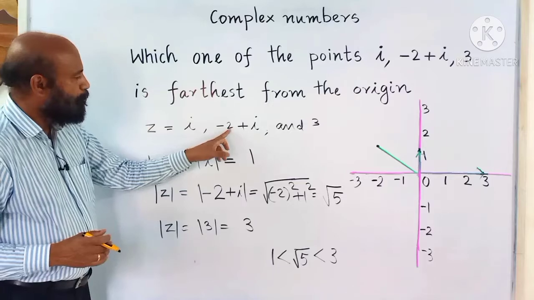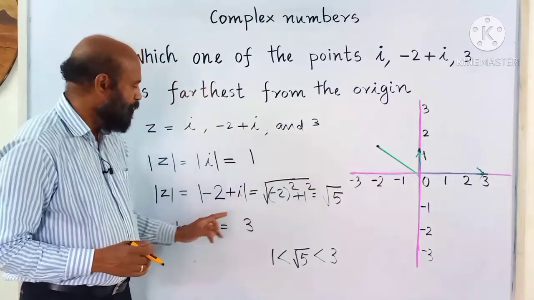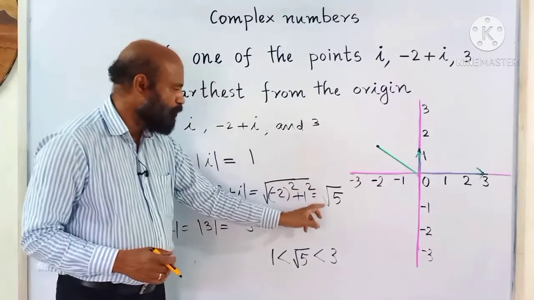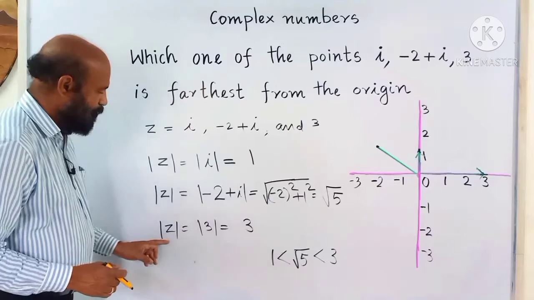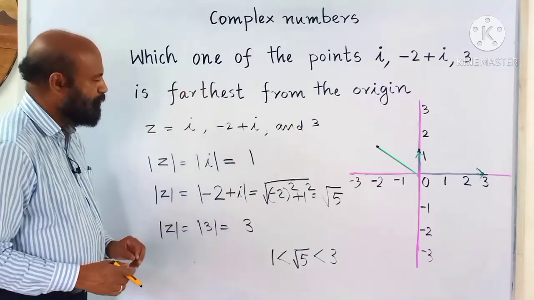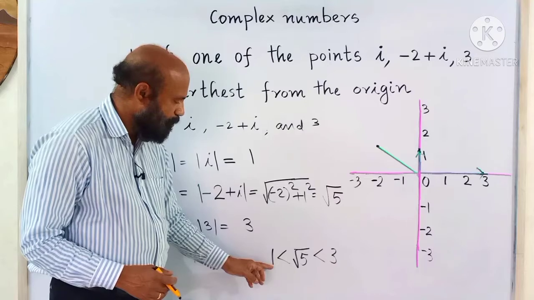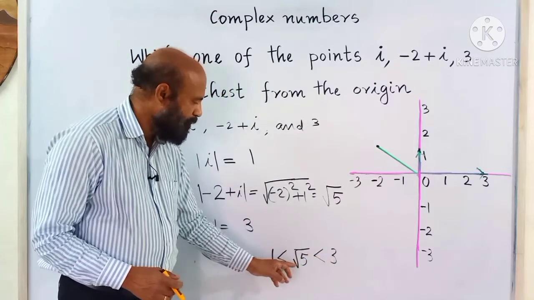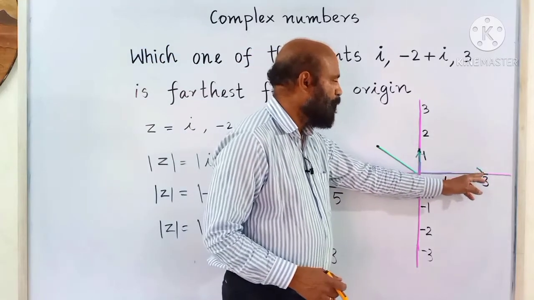Second complex number, minus 2 plus i. Its modulus is square root of minus 2 square plus 1 square, that is square root of 5. Third complex number is 3. So modulus of 3 is 3. So root 5 is greater than 1, but 3 is greater than root 5. So this is farthest from the origin.